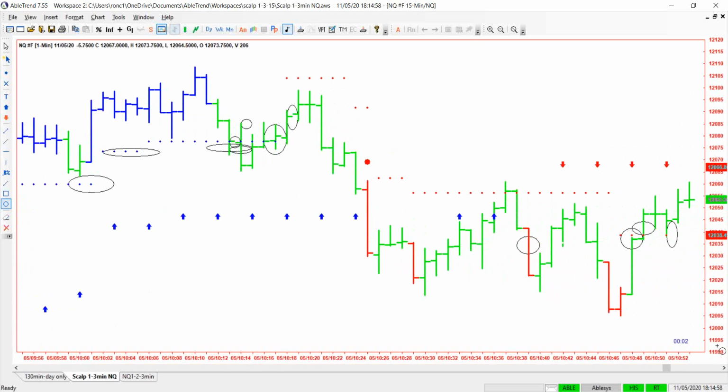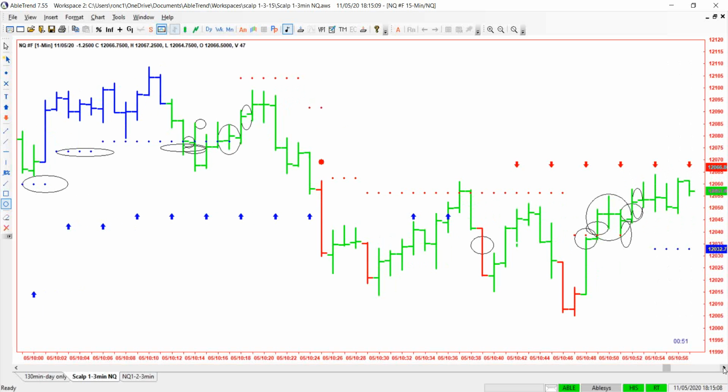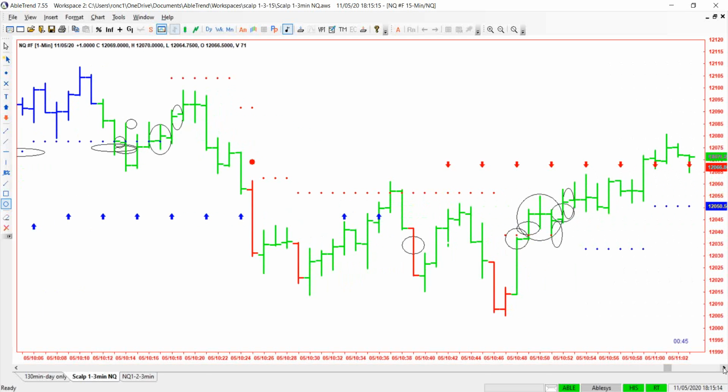Hits the red dot. Oh, no. Closes above it. These are all no trades. They all closed above the red dot. But if it hits the red arrow, that's the best one. When it hits the arrows, those are my favorites because they really bounce off the arrows. I mean, it's like you're throwing a ball against a wall. Okay, close above the arrow. Close above it. Not yet.